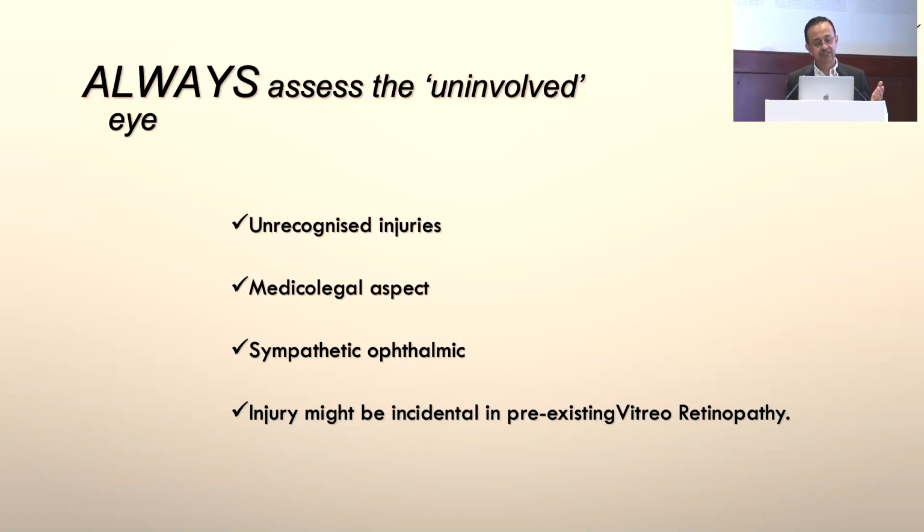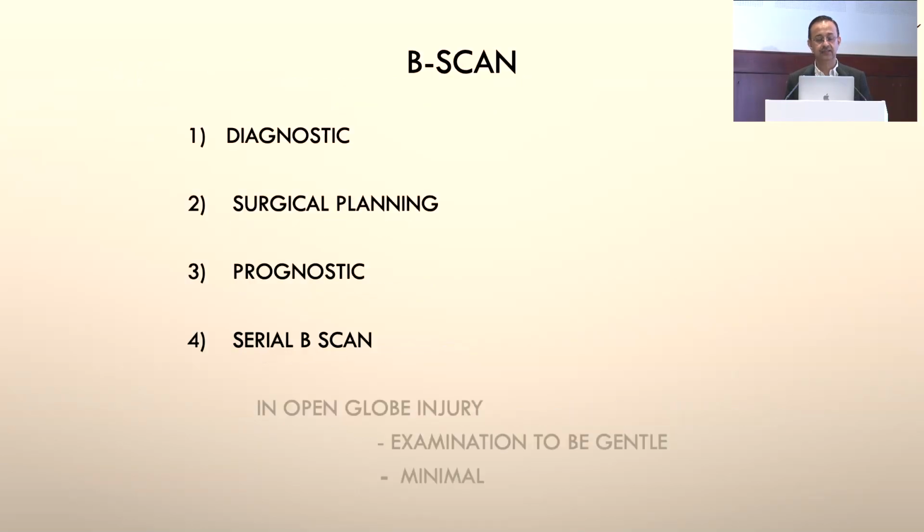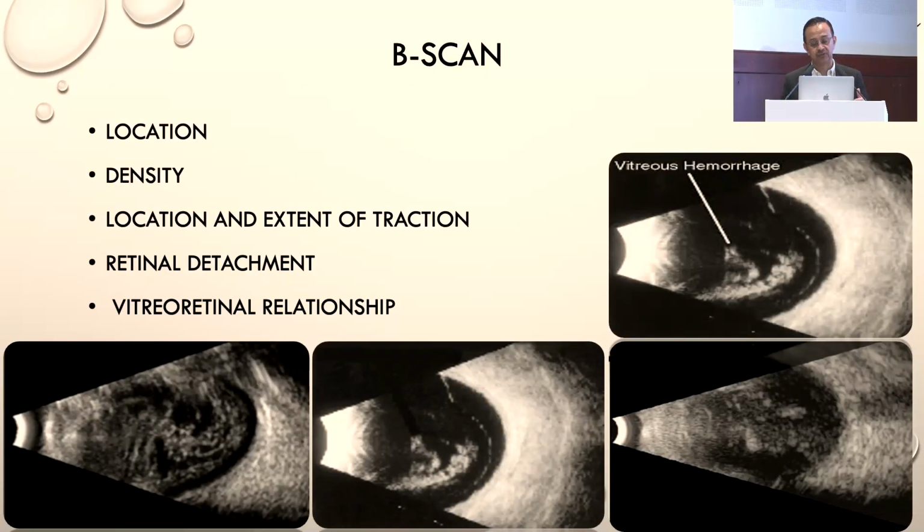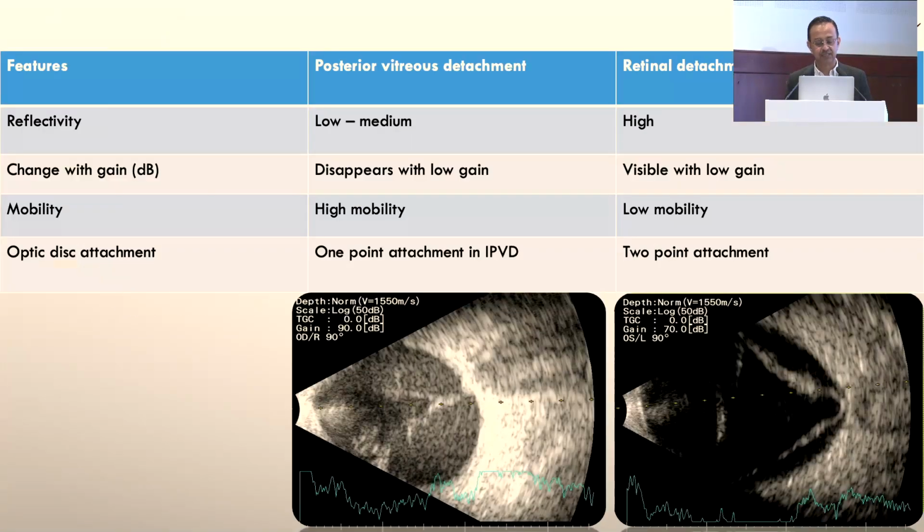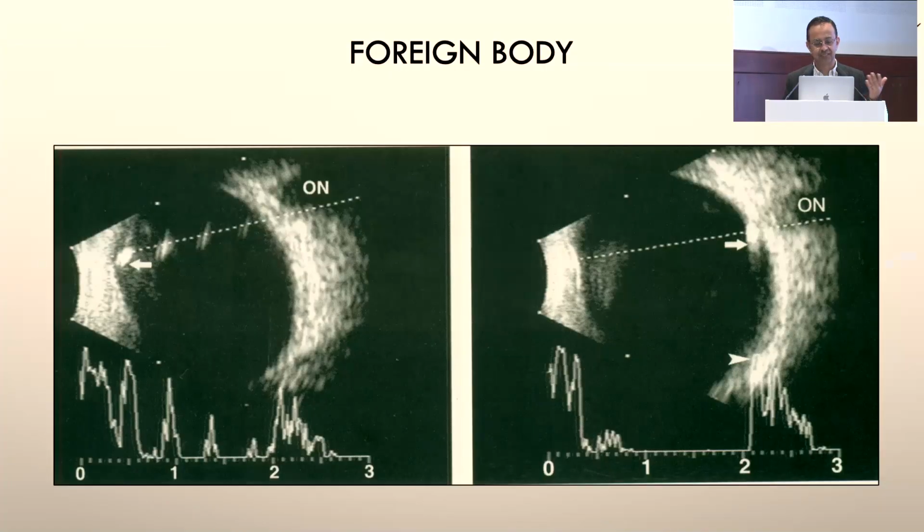I don't think I need to stress the importance of evaluation of the uninvolved eye. In hazy media, B-scan is very important, and more importantly, I repeat here that serial B-scan is mandatory because when you have a hemorrhage, initially the detachment might not be there. So you have to do periodic serial B-scans to pick up a detachment or a new vitreoretinal relationship. And how do you differentiate between a PVD and a detachment? I will not run through it.